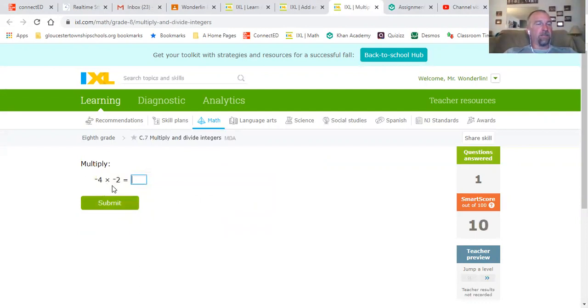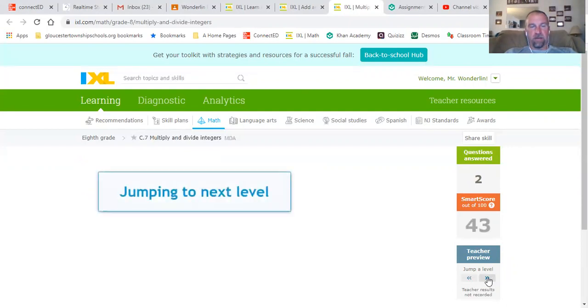Multiply, negative 4 and negative 2. 2 negatives make a positive in multiplication, and 4 times 2 is just positive 8. All right, let me just jump ahead a little bit. See what I get when I get to a higher score.